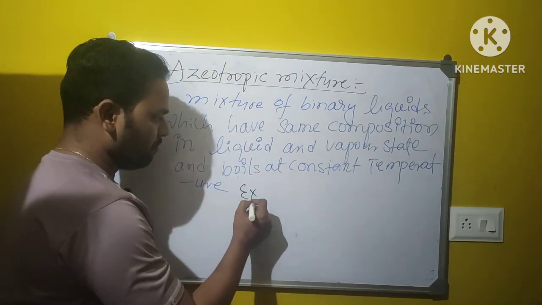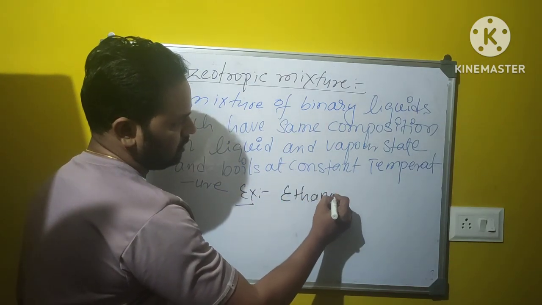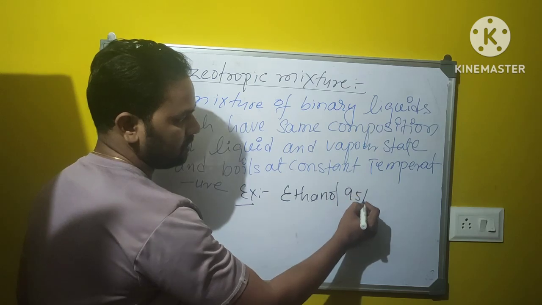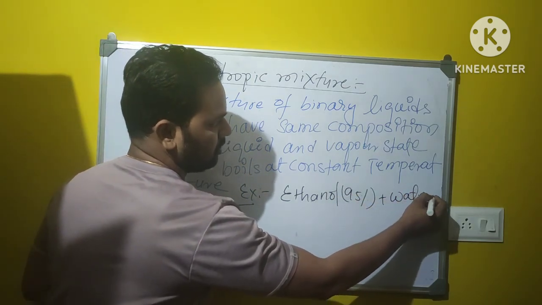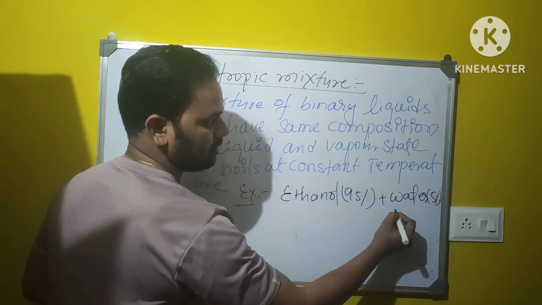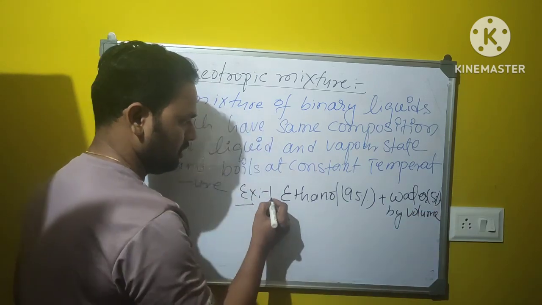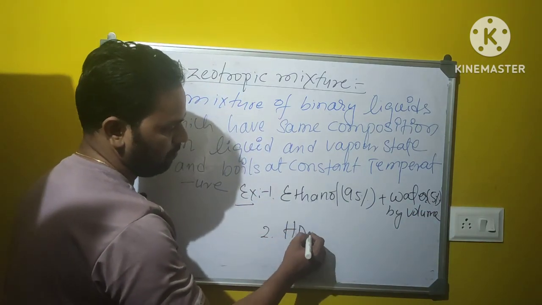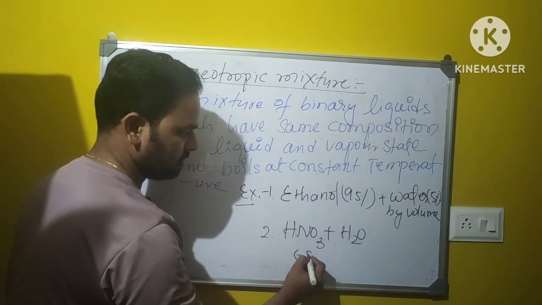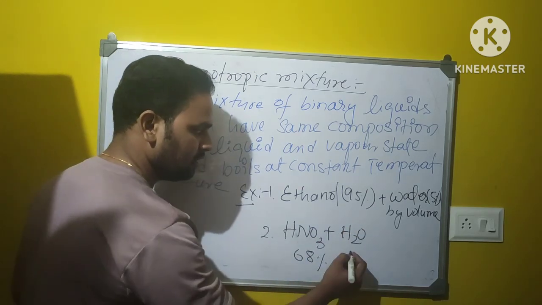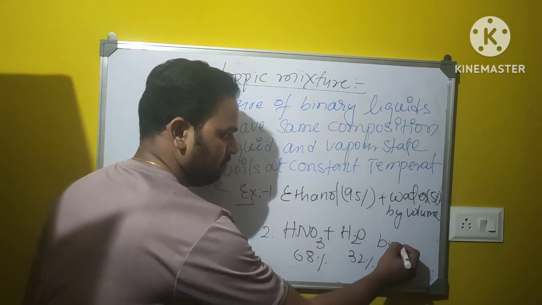Example for azeotropic mixture: ethanol, that is 95%, plus water, that is 5%, by volume. Another example, a mixture of nitric acid HNO3 and water, that is 68% of nitric acid and 32% of water by mass.